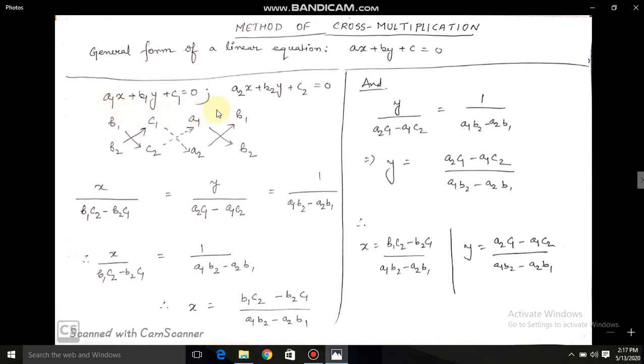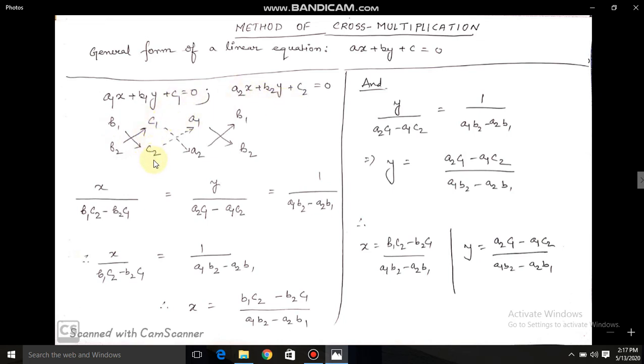So the general equations will be of the form a1x + b1y + c1 = 0 and a2x + b2y + c2 = 0, since there are two equations. Now, in order to solve these two equations by the cross multiplication process, we will write the coefficients like this. The coefficient of y we will write first. The coefficient of y in this case is b1 and in this case is b2. So b1, b2. Then we will write the constant terms, that is c1 and c2.